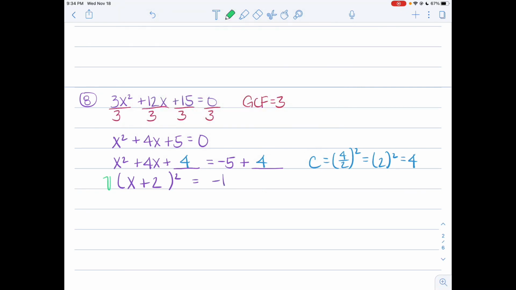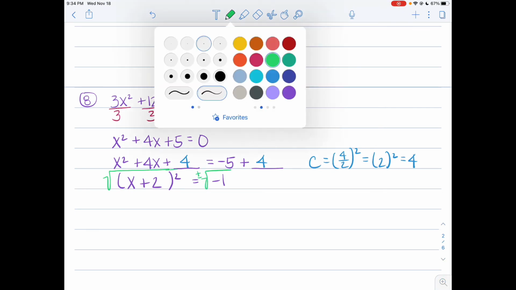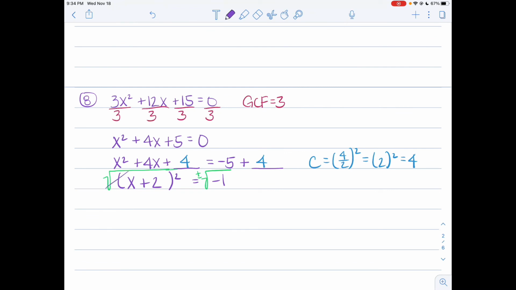And I'm ready to take square roots. I'm going to take the square root of both sides, remember? And put your plus and minus on that side. The squared and square root cancel on this side, leaving me with x plus 2. And on the other side, I'm going to have plus or minus the square root of negative 1. We've got one of those pesky negative signs under the square root. Fortunately, we have a way to deal with that.